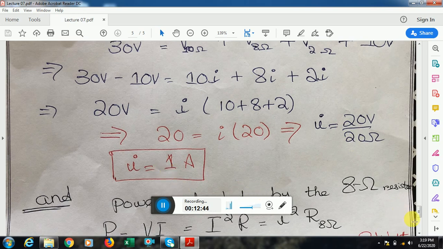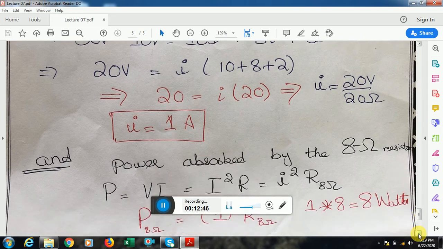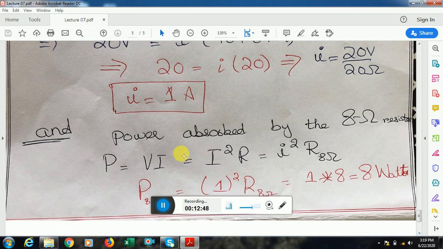And by the power absorbed formula, you know that P is equal to VI or I squared R. I is 1 ampere, so I put the value of 1 ampere current and R as 8 ohm. So this is how I get the power absorbed by the 8 ohm resistance, which is 8 watt. So this is how we come to know the source transformation theorem.